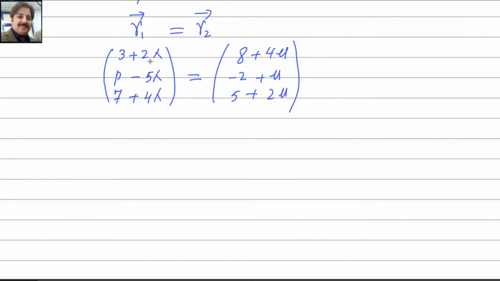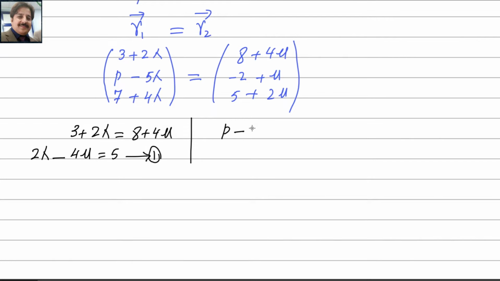Equating both sides, the i's equal the i's here. This is the coefficient of i, so we can equate them. So 3 plus 2 lambda equals 8 plus 4 mu. Bring the variables towards the left, so 2 lambda minus 4 mu equals 5. The 3 goes towards the right, so it becomes minus, and 8 minus 3 is 5. This is equation number 1. Now we can get equation 2.